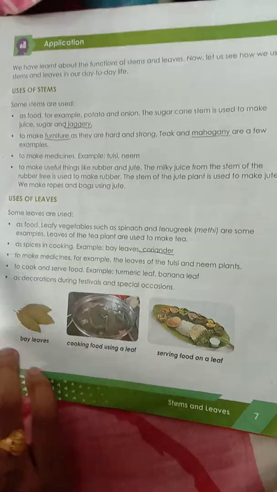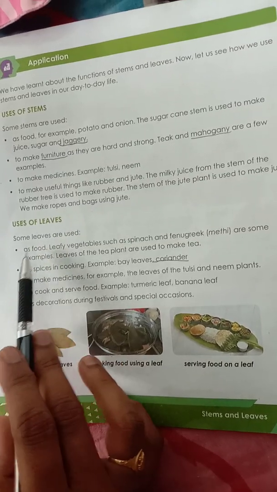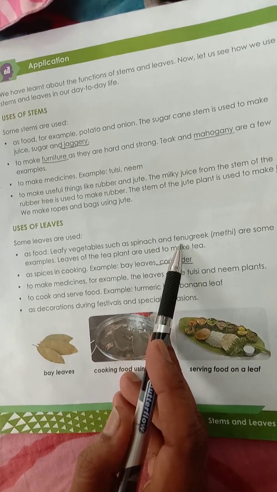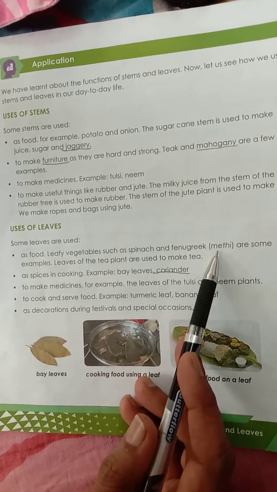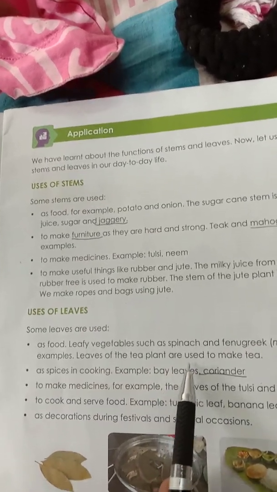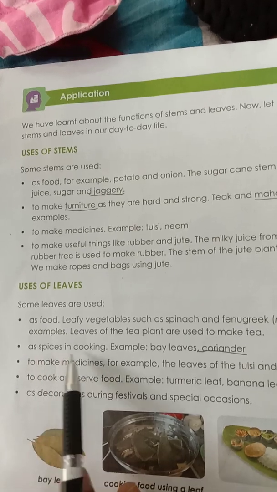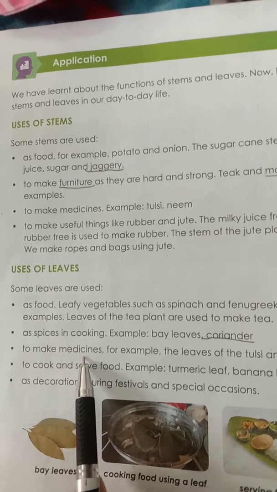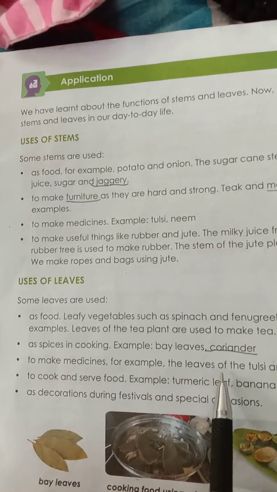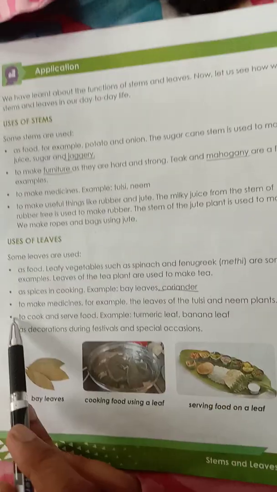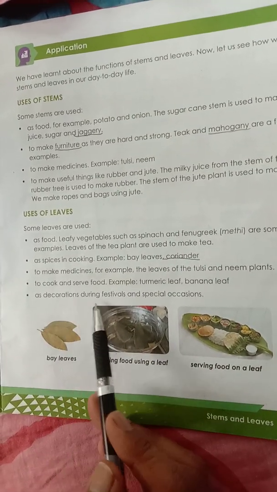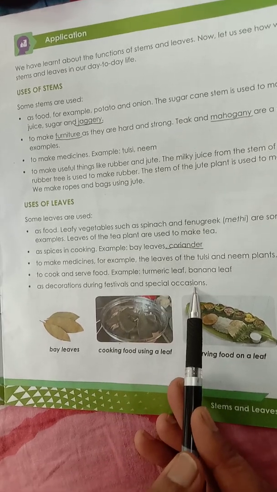Uses of leaves. Some leaves are used as food. Leafy vegetables such as spinach and fenugreek or methi are some examples. Leaves of the tea plant are used to make tea. As spices in cooking, for example, bay leaves and coriander. To make medicines, for example, the leaves of the tulsi and neem plants. To cook and serve, for example, turmeric leaf and banana leaf. As decoration during festivals and special occasions.